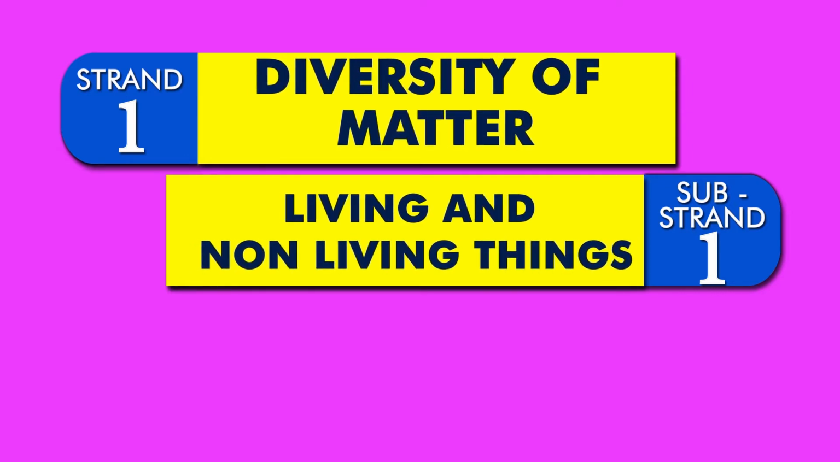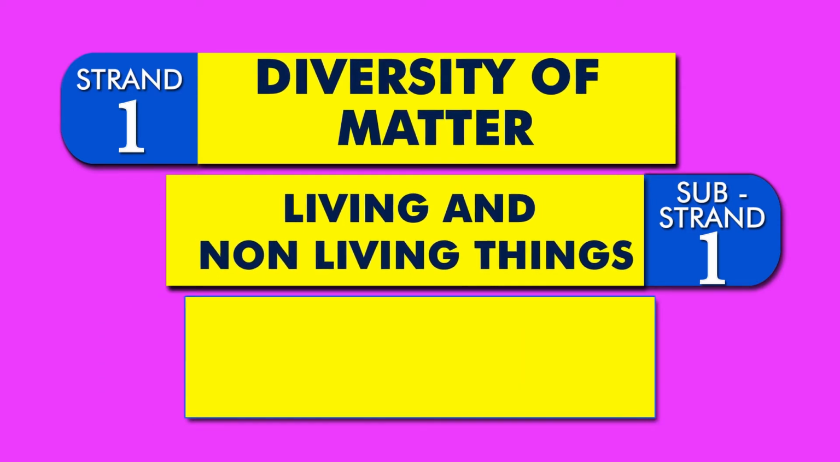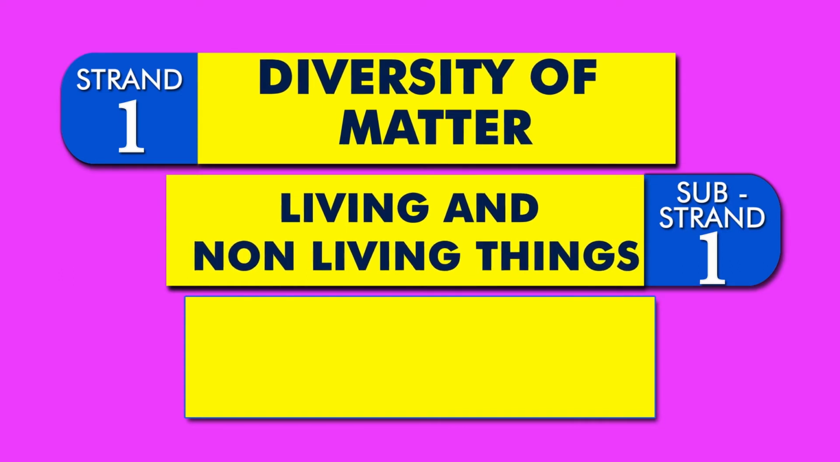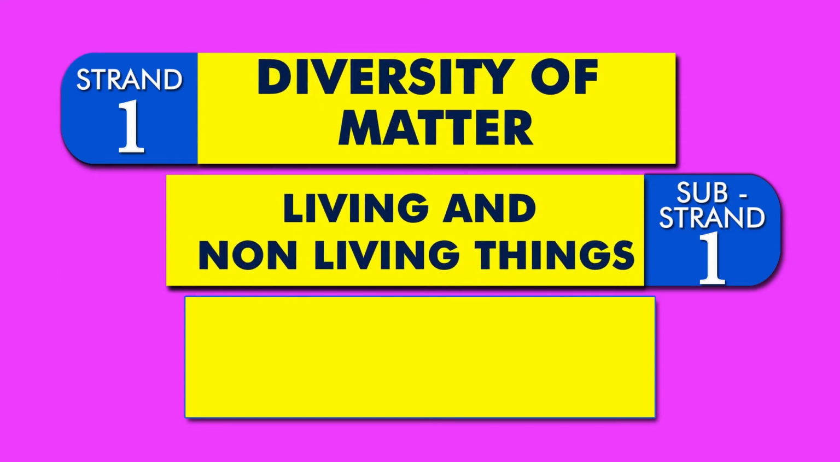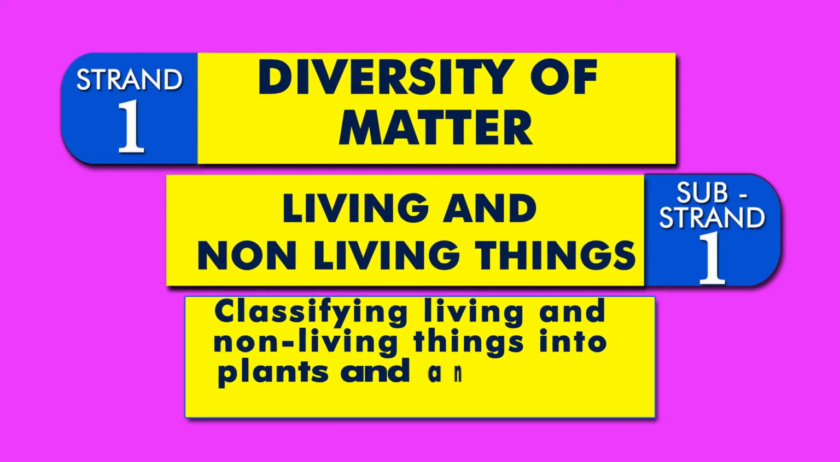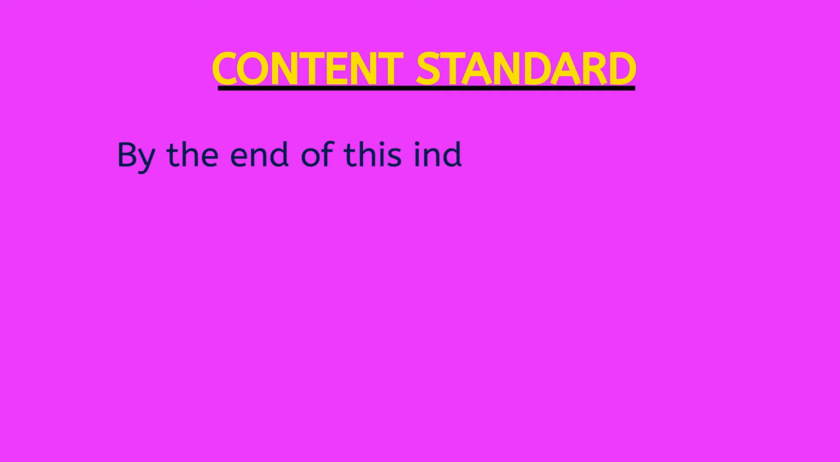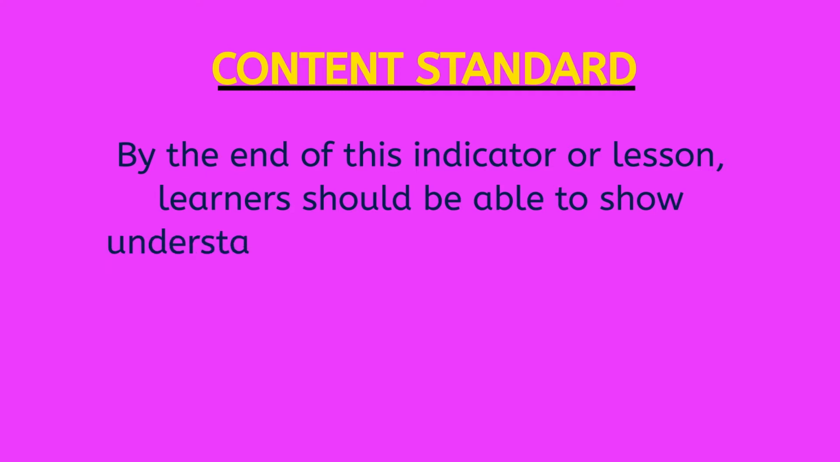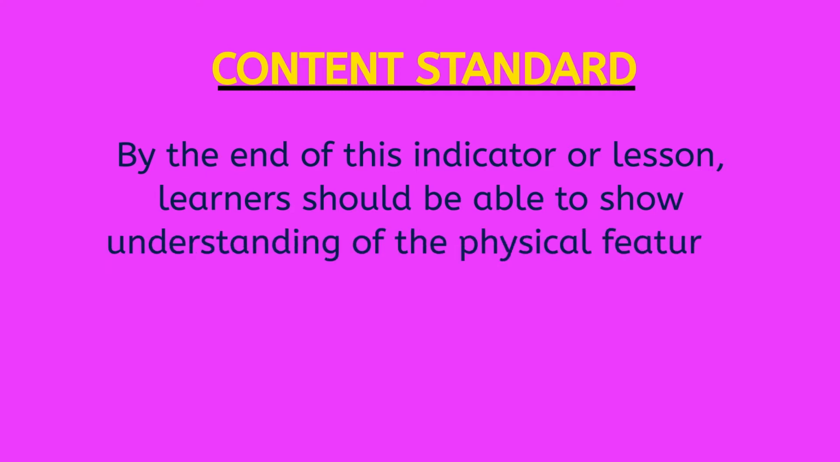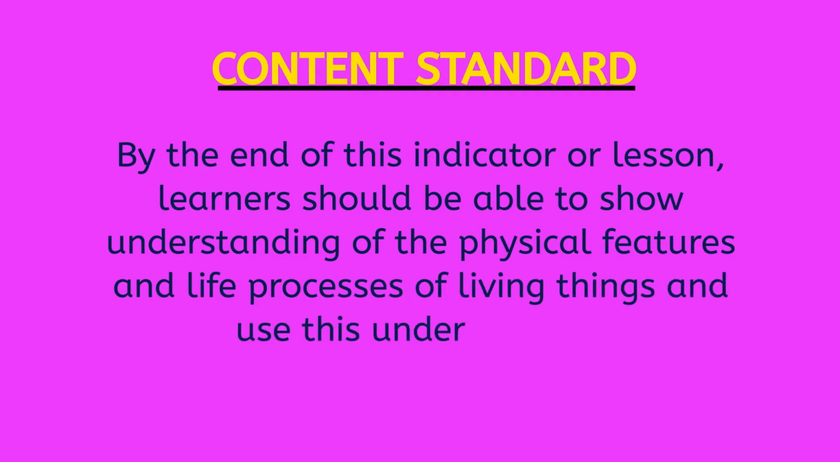Under living and non-living things, our first indicator or lesson is classifying living and non-living things into plants and animals by their life processes. By the end of this indicator or lesson, learners should be able to show understanding of the physical features and life processes of living things and use this understanding to classify them.